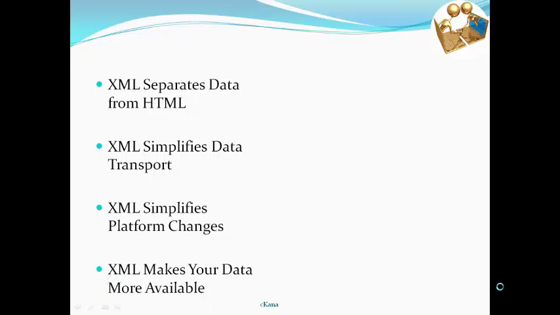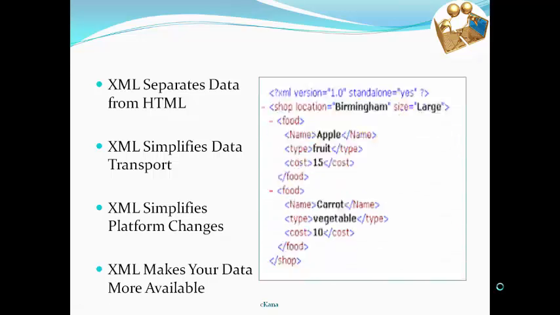And XML makes your data more available. With XML, your data can be available to all kinds of reading machines, that is, handheld computers, voice machines, news feeds, etc., and make it more available for blind people or people with other disabilities. This is how it makes your data more available to people. This is an example of an XML file that contains certain data.